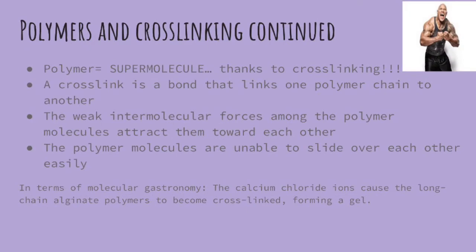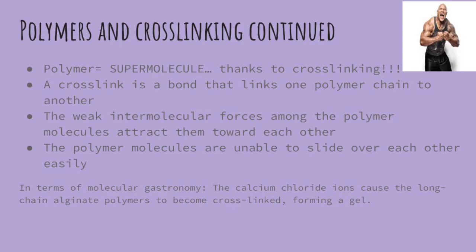In this slide, I'm going to explain a little more about what polymers and cross-linking are. I like to think of a polymer as one big huge supermolecule, because a polymer chain is made of the same molecule throughout, which I also explained in the last slide. These molecules are held together by cross-links. They're usually covalent, but they can be ionic. The weak intermolecular forces among these polymer molecules attract them towards one another, which is why these polymer chains are so big and made of the same molecule. These polymer molecules aren't able to slide over each other easily, which is why it's such a long chain, and why polymers usually have a high melting point.